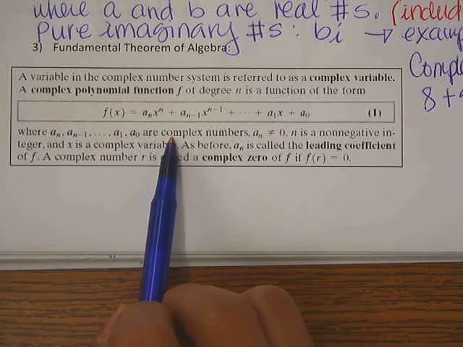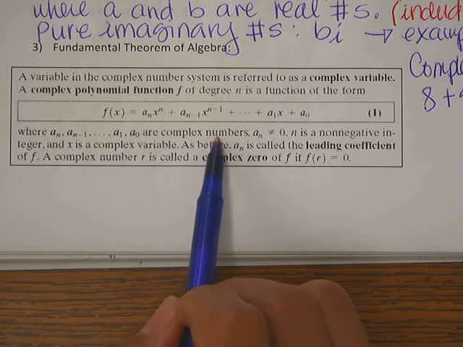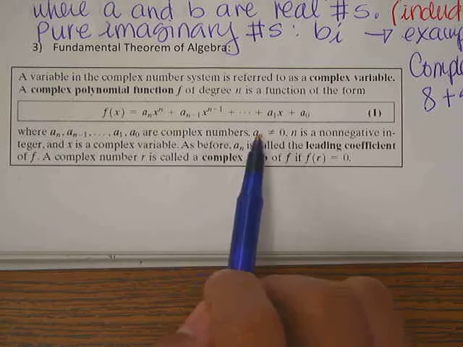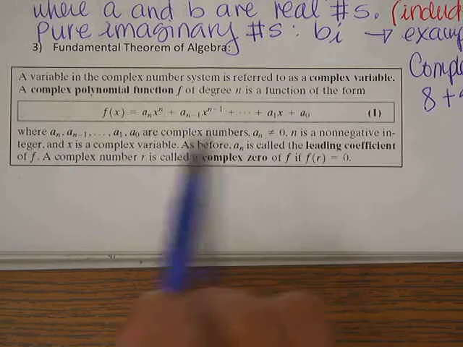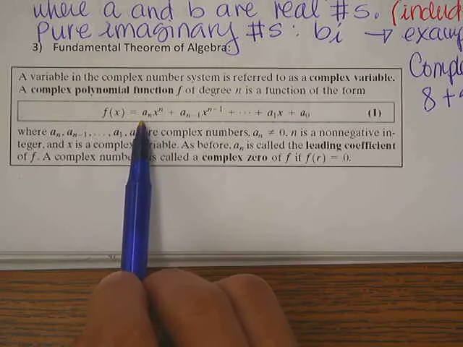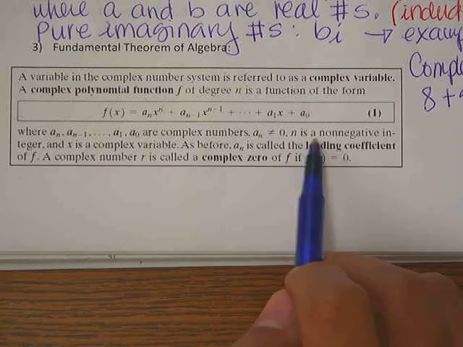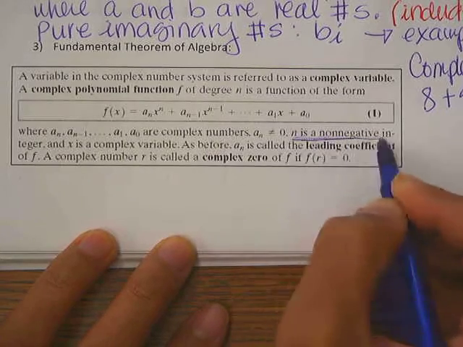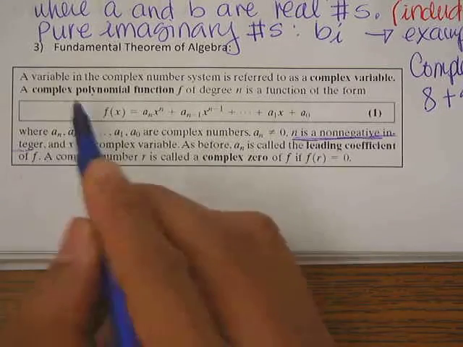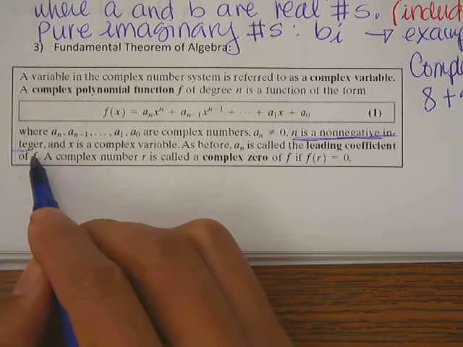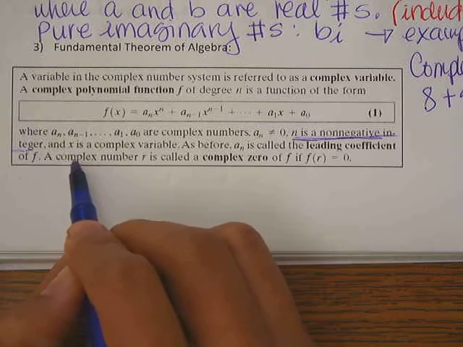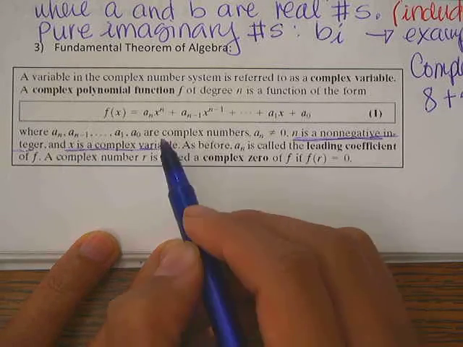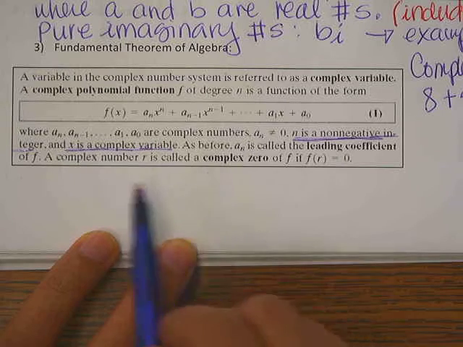That means it can be real. So don't be scared of that word complex. It can be imaginary and it can be real. Where a sub n can never be 0. That means this first term cannot be 0. n is a non-negative integer. This is the same power, saying the power has to be positive, and that's still the same definition of a regular polynomial. And x is a complex variable. Complex variable means that when I solve for x, I can have real or imaginary.